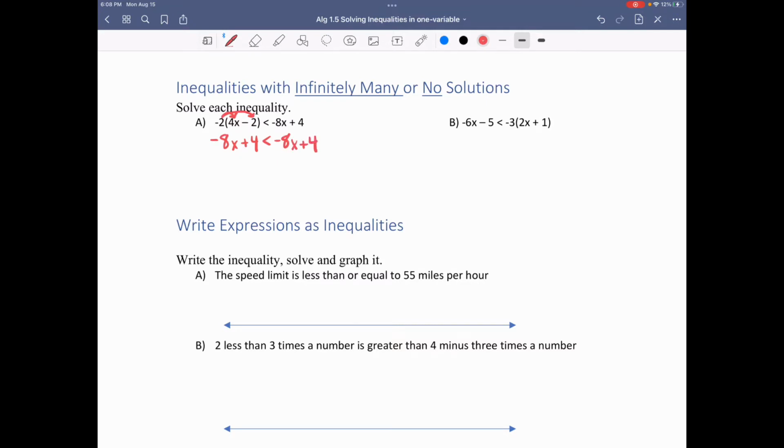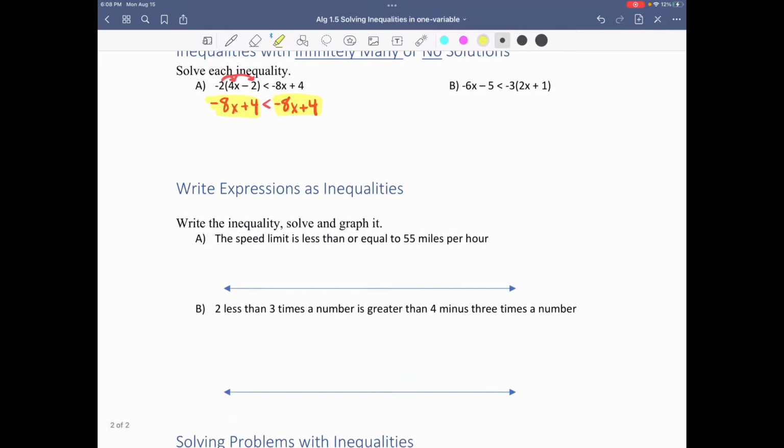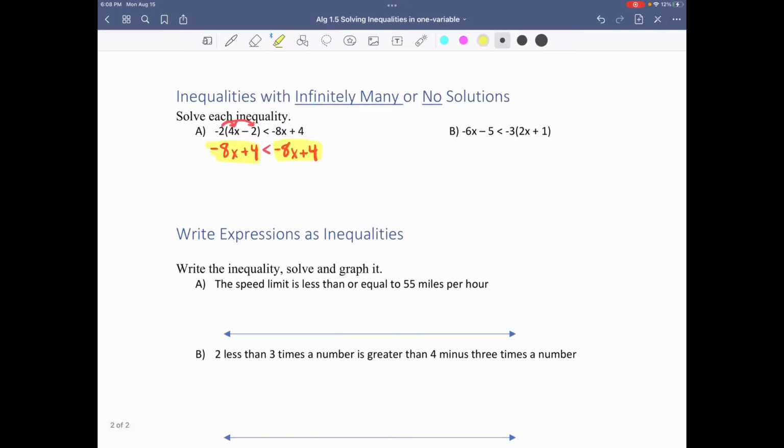-8x plus 4. In this instance, you may notice that this side of the inequality is the same as this side of the inequality. Well, can something that's the same be less than? Let me say that again. Can something that is the same also be less than? In this case, the answer is no. Because they're the same, and we have this less than symbol, there is no solution to this inequality. Because no matter what number I put into x, the left side of the inequality will never be less than the right side of the inequality.